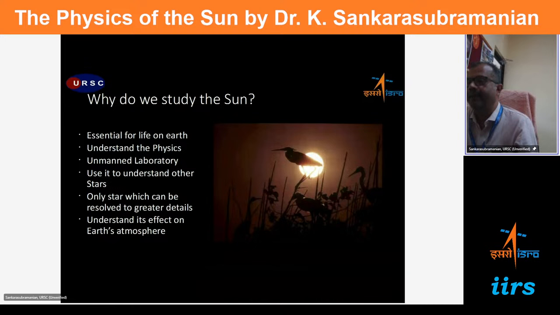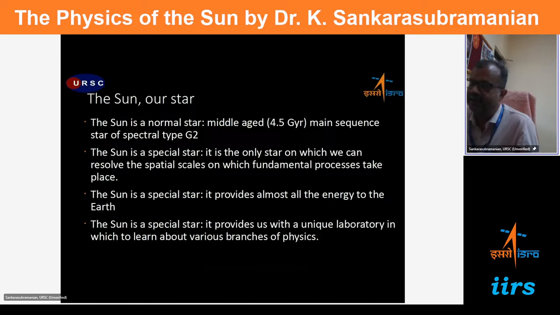Though the Sun is our star, it's a normal star. It is nothing very spectacular like black holes or neutron stars or white dwarfs or AGNs for that matter. The Sun is a very normal star, a middle-aged, 4.5 gigayear main sequence star of spectral type G2. And the Sun is a special star. It's the only star on which we can resolve the spatial scales, and on which we can study the fundamental processes taking place on a star. The Sun also provides almost all the energy to the Earth, which is essential for us to live on Earth. And it provides us a unique laboratory in which to learn about various branches of physics, which is not feasible on Earth with the conditions available on the Sun. So it allows us to do a lot of research on physics which cannot be done without the star. And also it allows us to understand astrophysical objects like other stars.